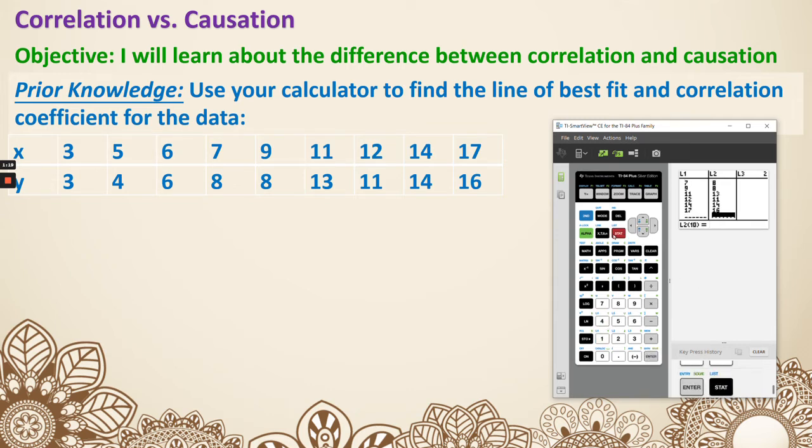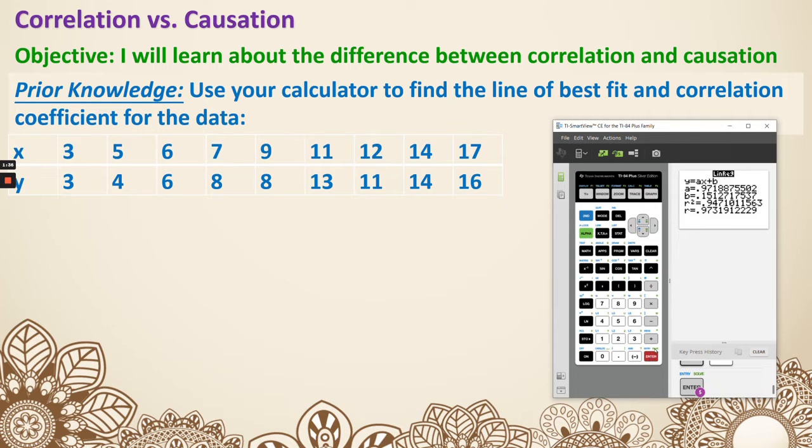Then I'm going to click Stat, but this time go to Calc, and then we're going to choose Linear Reg. Make sure the X list is L1 and the list for Y is L2. So enter, enter, enter, enter until it's calculate, enter again.